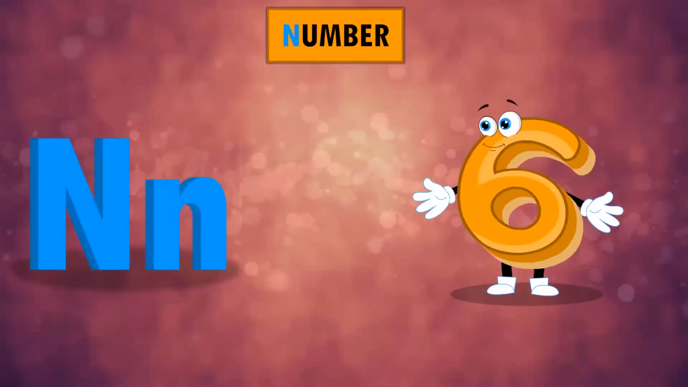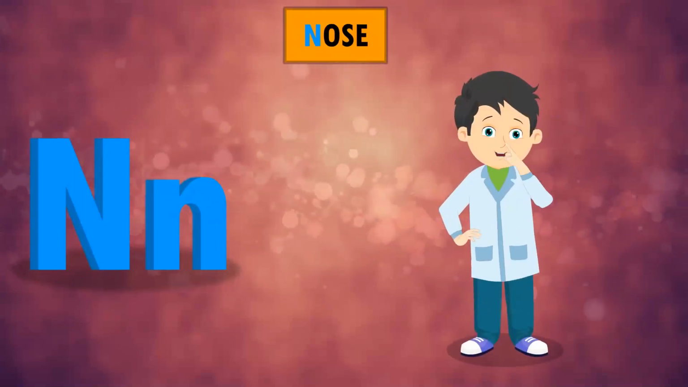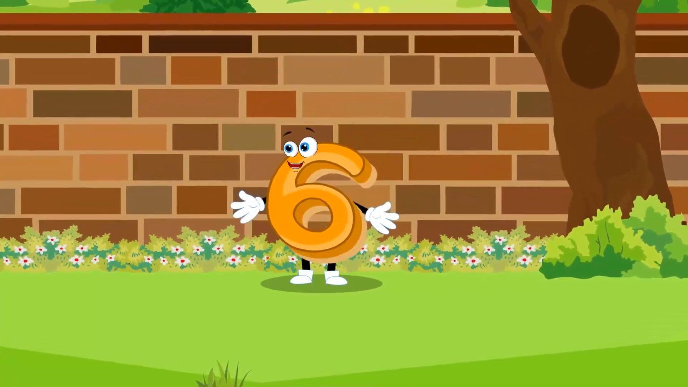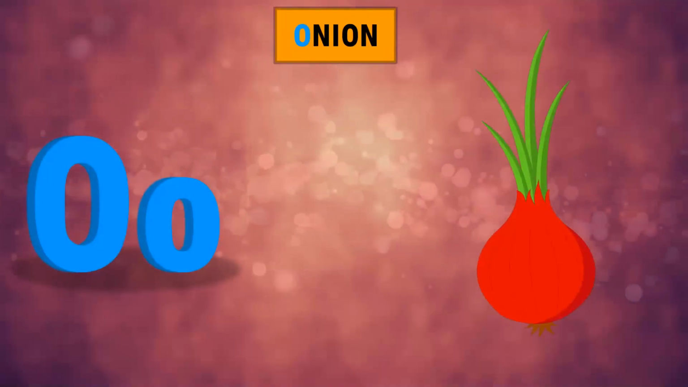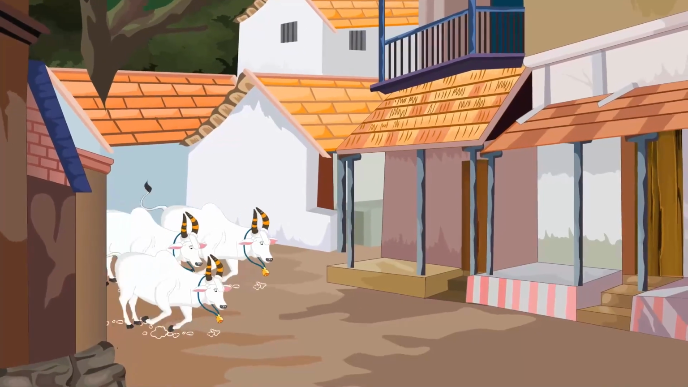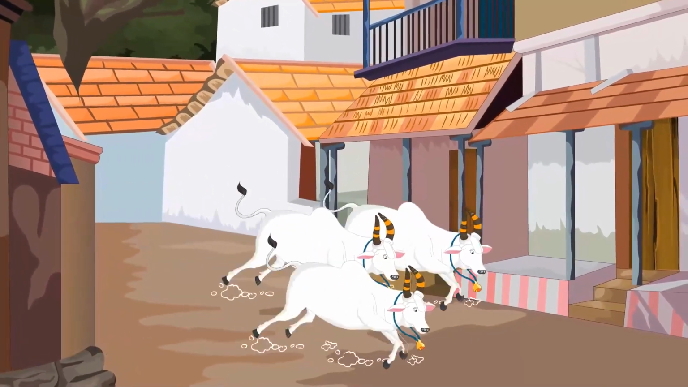N for number and N for nose. N, n, n. O for onion and O for ox. O, o, o.